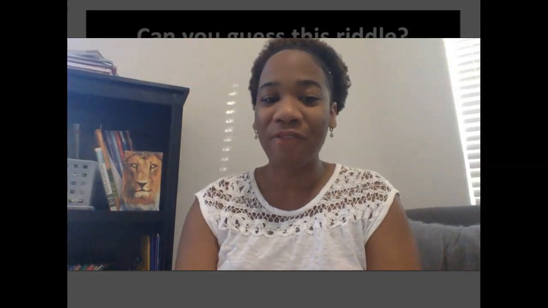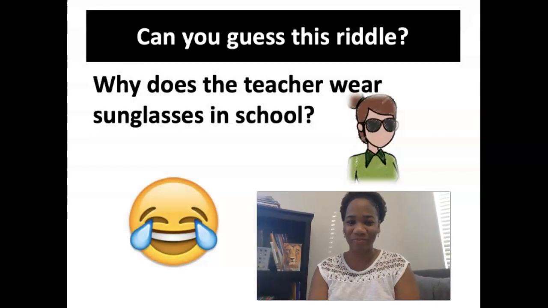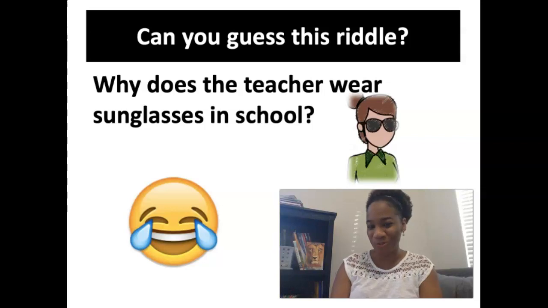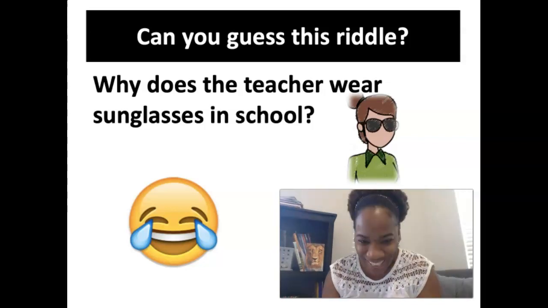So let us have a look at a little riddle that I have for you guys this week. Why does the teacher wear sunglasses to school? Who can figure this one out? Because her students were so bright.